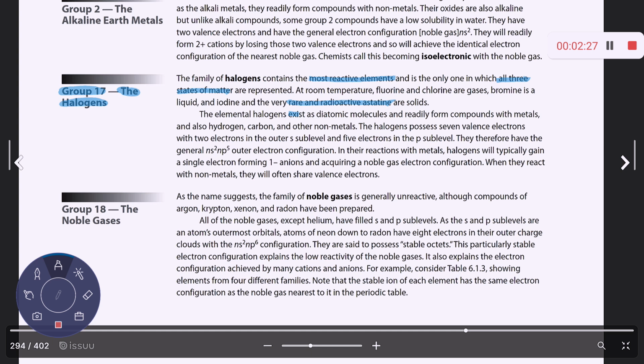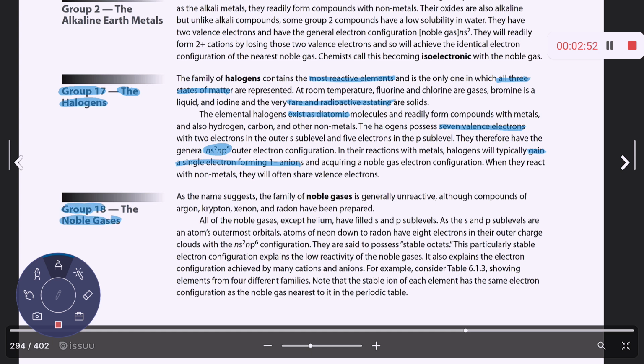These tend to exist as diatomic molecules, and then they have 7 valence electrons. They end their electron configuration on ns2, np5. They tend to gain 1 valence electron and form a -1 charge so that they can become the configuration of their nearest noble gas, which makes them stable.